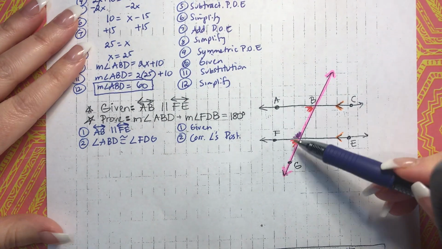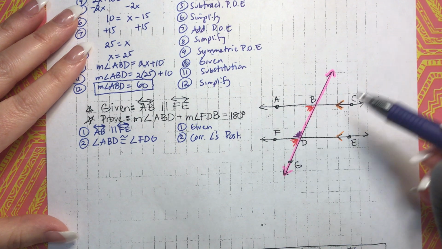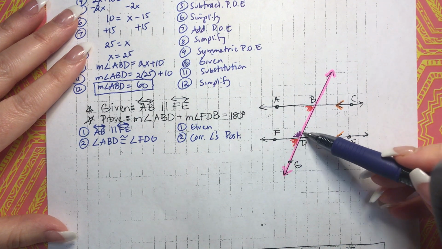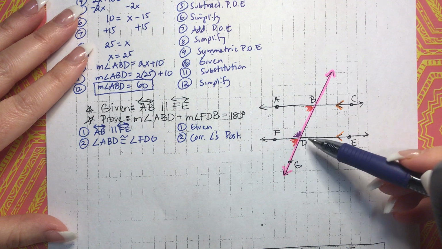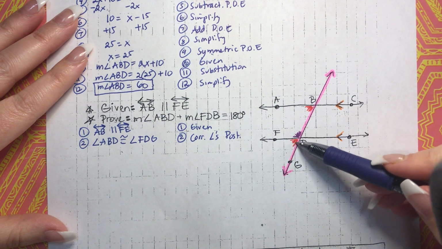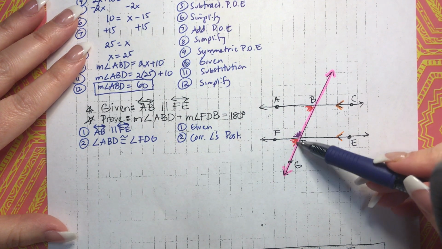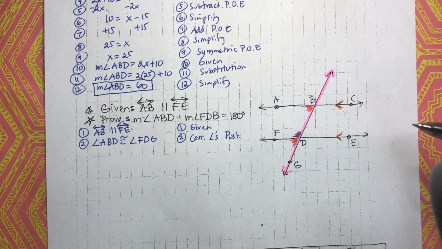Well, when we said that these two angles are the same, what happens is I end up having these two angles right here, which are supplementary, which means they can be a linear pair. Do you guys see that? So that's what I'm going to say.